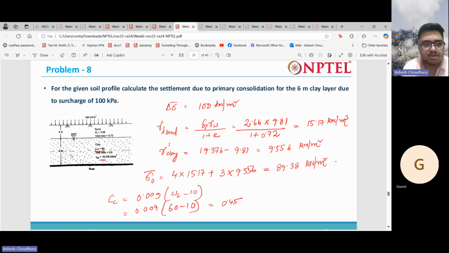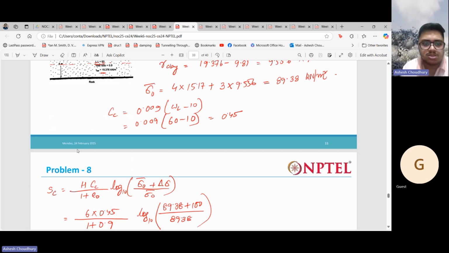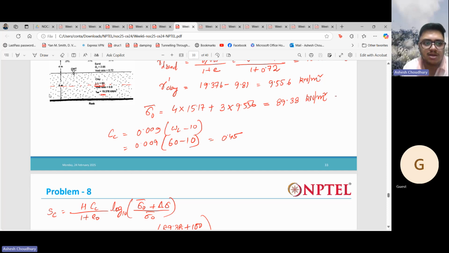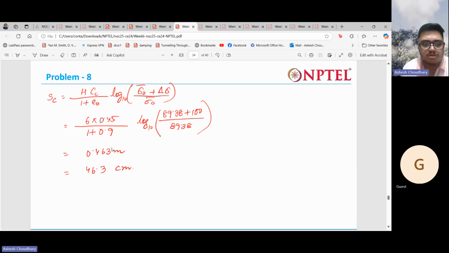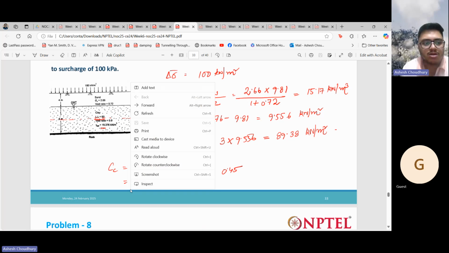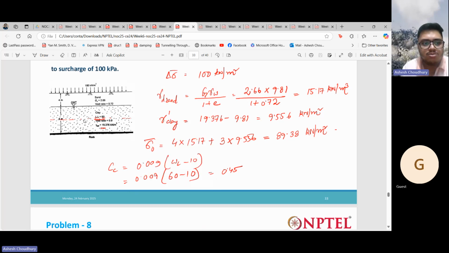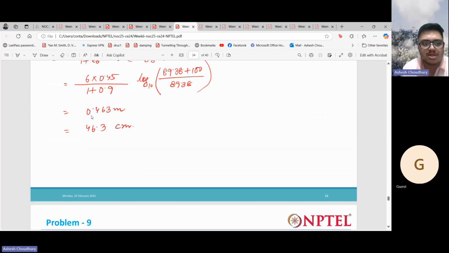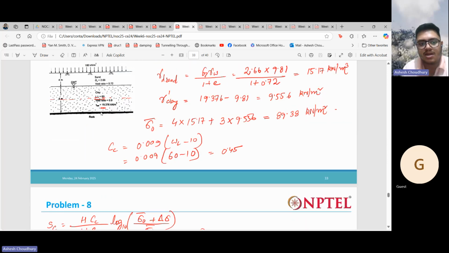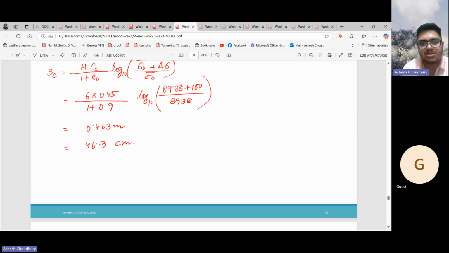You can also divide it into many layers, and then at the center of each layer you can calculate the settlement. And you can write a simple computer code where you can put in a tolerance, so you can calculate the optimal number of layers required to accurately calculate the settlement. So see, for one layer, at the center, we are getting a settlement of 46.3 centimeters. Now what you can do is divide into two layers, and at the center of these two layers you calculate the settlement. Then you see how much change you are getting. Then you make it three layers and calculate. Like this you can try once.